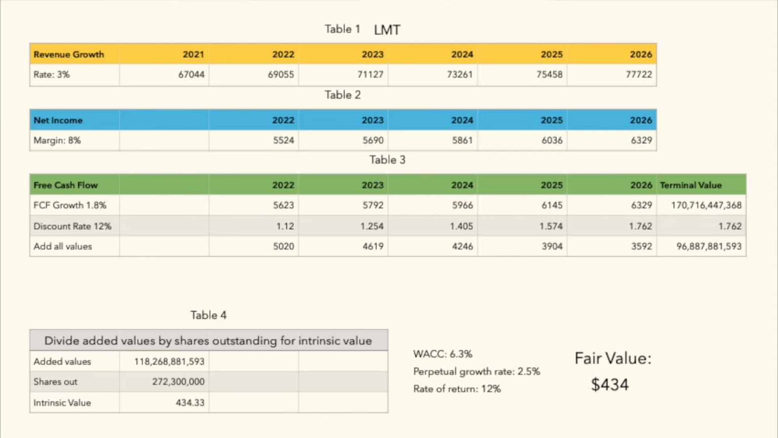I like to do 12%. After discounting all those figures, we then add all of them up, and we divide by the shares outstanding to get an intrinsic value of 434.33, or roughly $434 as our fair value.